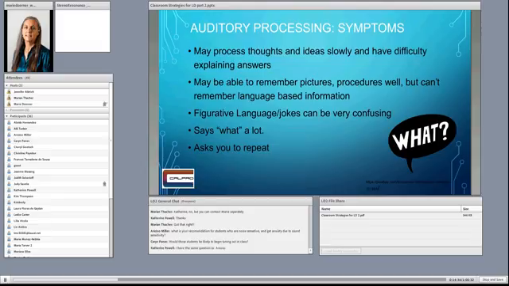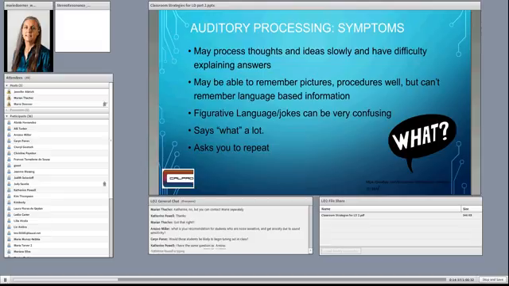I put here that they say "what" a lot, and I know a lot of teachers get really annoyed when you have to repeat. And it's really hard to tell the difference whether they tuned out because they just lost their attention or they're on the phone. And then how do we help students get their focus back?